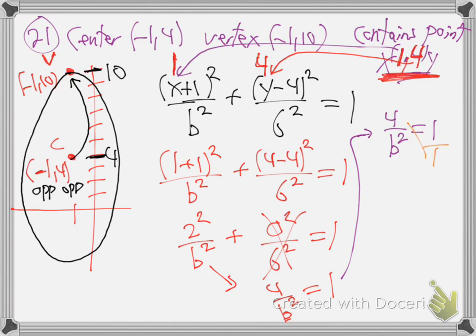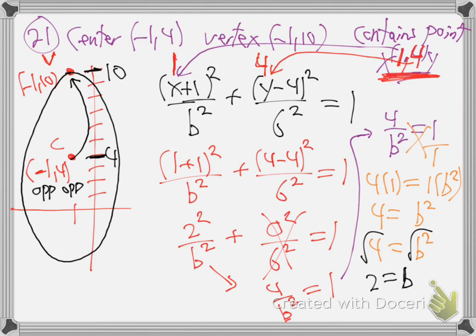Put this over 1, diagonal, diagonal. Remember when you have a fraction on one side? Put over 1, diagonal, diagonal. 4 times 1 is 1 times b squared. 4 times 1 is 4. B squared. So how do you finish solving for b? Root it. Plus or minus, but we don't care because it's going to be squared. B is 2. So bring it back. We got our b. B is 2 squared. Plus 2 or minus 2 squared either way is 4. So there it is. There's the equation.